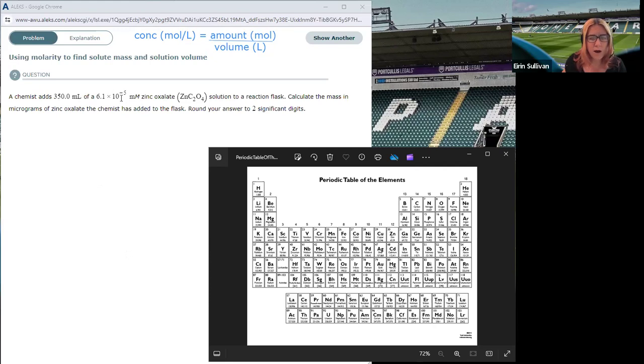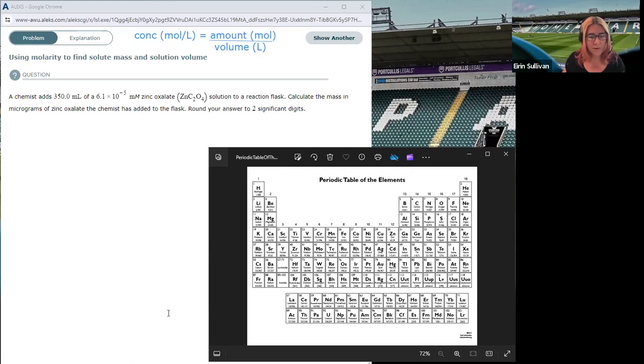In this case we have been given our volume, we've been given our concentration, and we're asked to work out our mass in micrograms of zinc oxalate. This is a juicy one because we've got some unit conversions here. M is always milli, so milli means 10 to the minus 3. We're going to have to convert millimolarity into molarity, as well as converting mass in grams into micrograms.